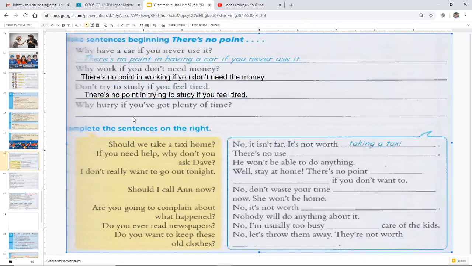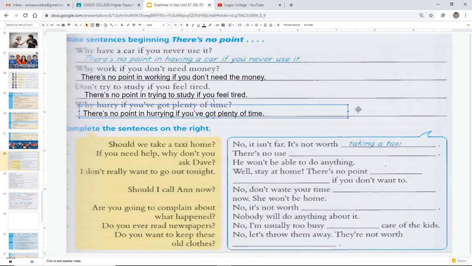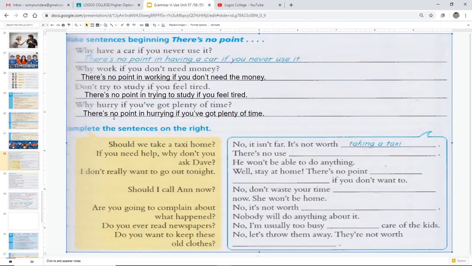Last one. Why hurry if you've got plenty of time? So why are you in a rush? All right, slow down. You have plenty of time. There's no point in hurrying if you've got plenty of time. There you go. The statement means the same thing as this question. All right. Why hurry if you've got plenty of time? There's no point in hurrying if you've got plenty of time.